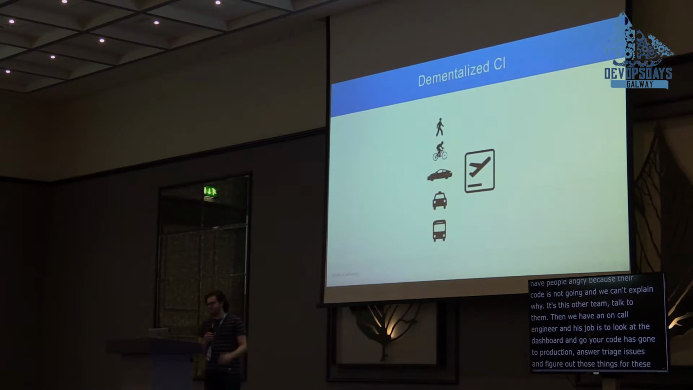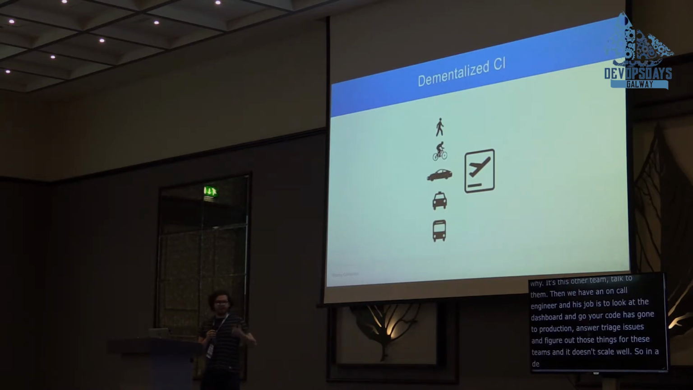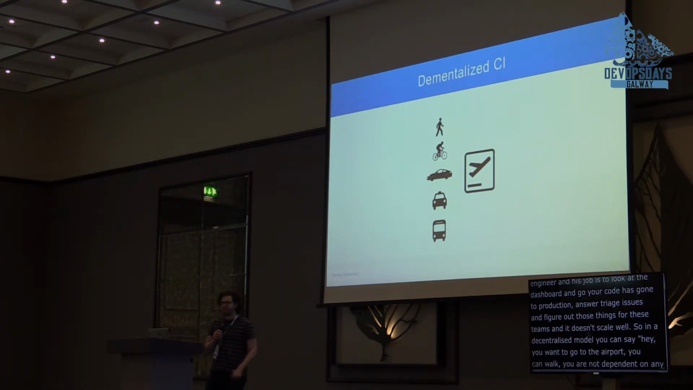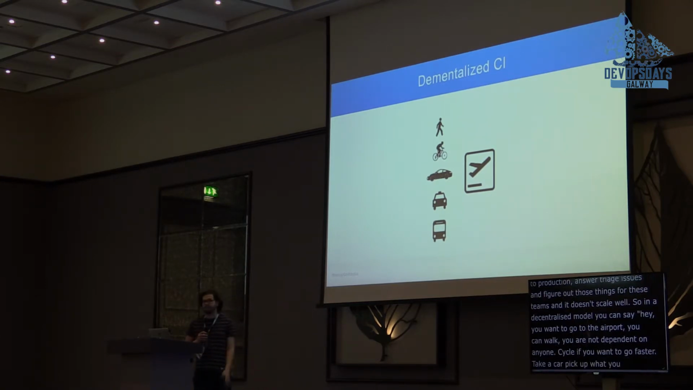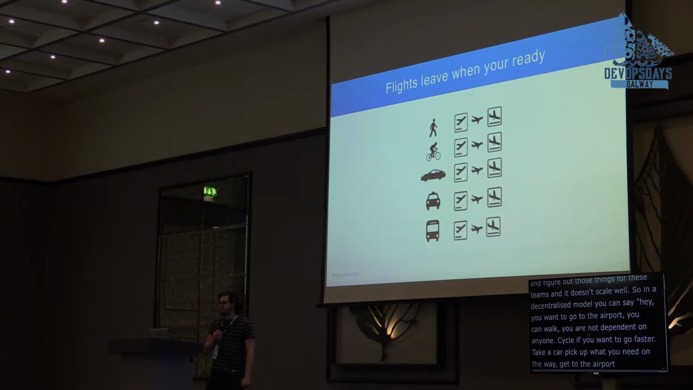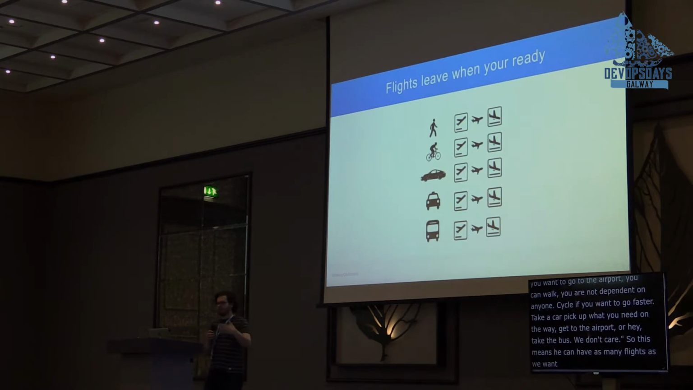So in a decentralized model, you can say, hey, you want to go to the airport, you can walk, you're not dependent on anybody, that's fine. Cycle if you want to go a bit faster. Take a car, pick up what you need on the way, get to the airport, or, hey, take the bus, we don't care. So this means that we can have as many flights as we want to production, right? We put what you want on your plane to production, and we ship it there. And then you're more responsible for what's on your flight.